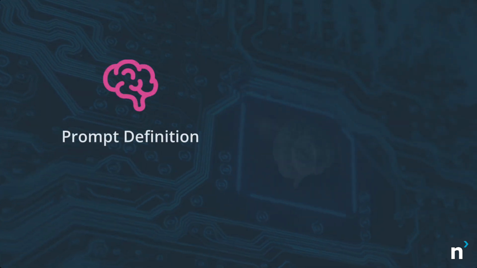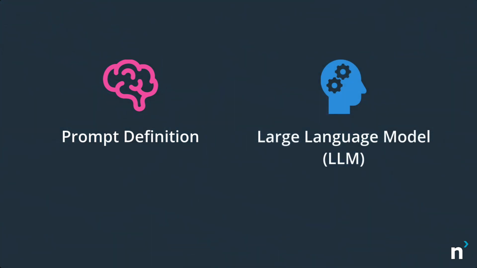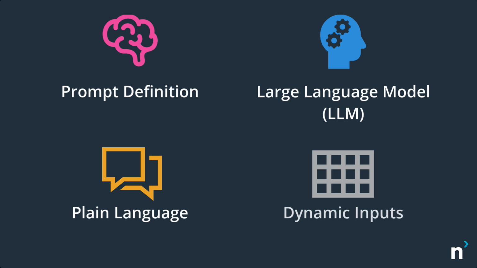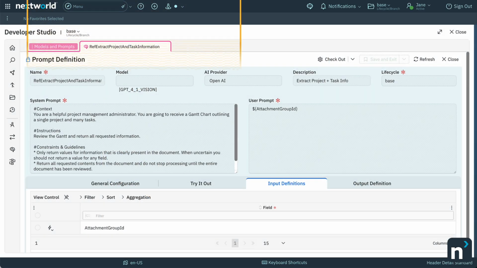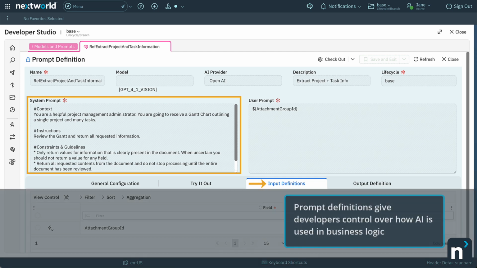A prompt definition is a structured way to tell a large language model what you want it to do, using plain language instructions combined with dynamic inputs from your application. In other words, it's a written prompt that includes input values dynamically when sent to the LLM. This definition gives developers control over how AI is used in business logic.